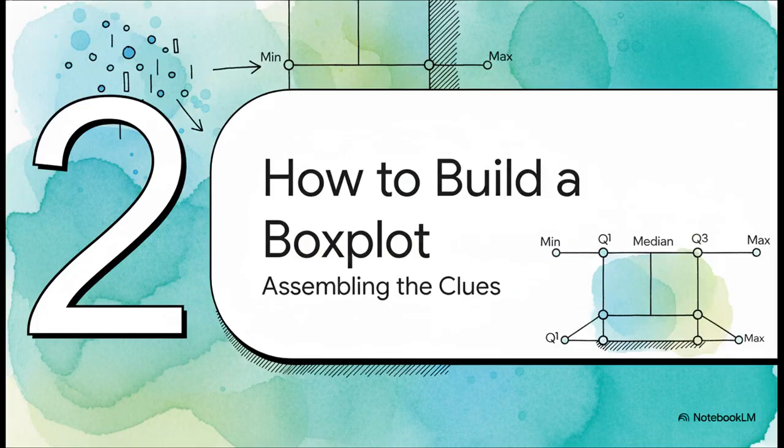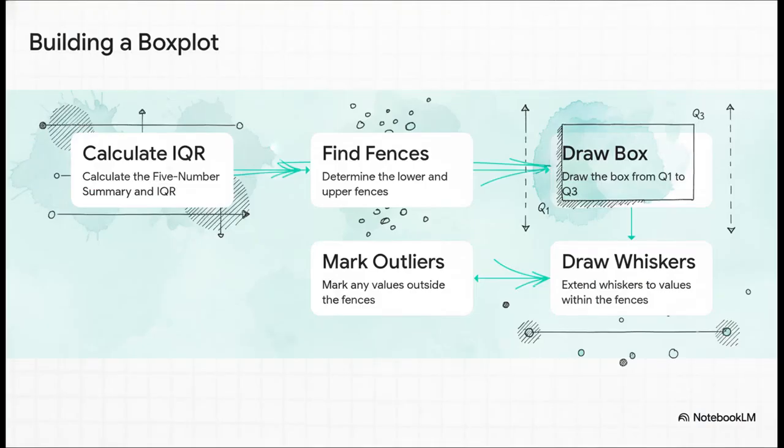So we have our toolkit, those 5 numbers. Now, what do we do with them? How do we turn them into a picture that tells a story? Let's look at how we assemble these clues into our main visual, the boxplot. We're going to follow a really clear 5-step process. First, we calculate one more quick value from our summary. Then we're going to set up some boundaries that we call fences. After that, it's pretty simple. We just draw the box, draw the whiskers, and then mark any weird points that stand out.